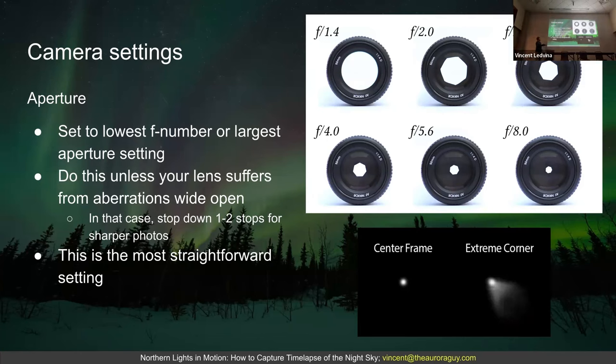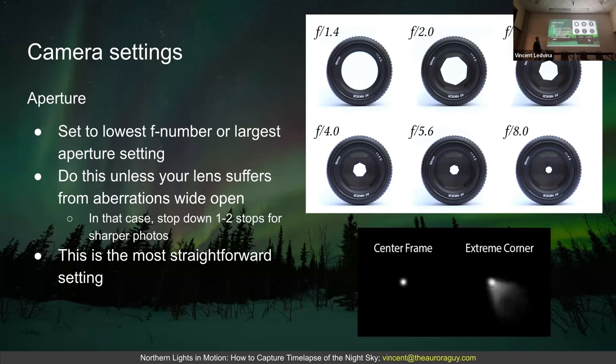But here's what I was talking about with these aberrations. This is what coma looks like. Your normal star would look like a star, and a coma star looks like this weird comet tail. You don't really want this in your extreme corners. This usually happens in the corners, by the way.